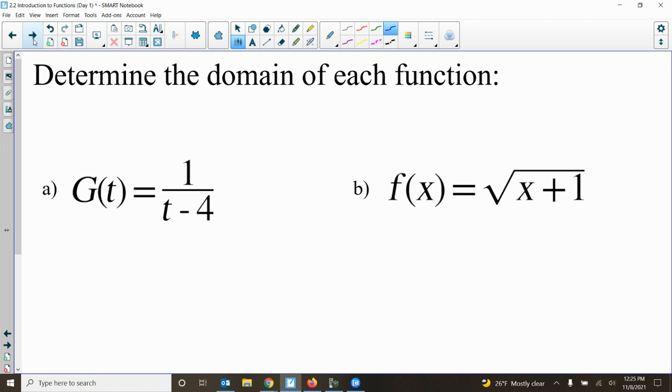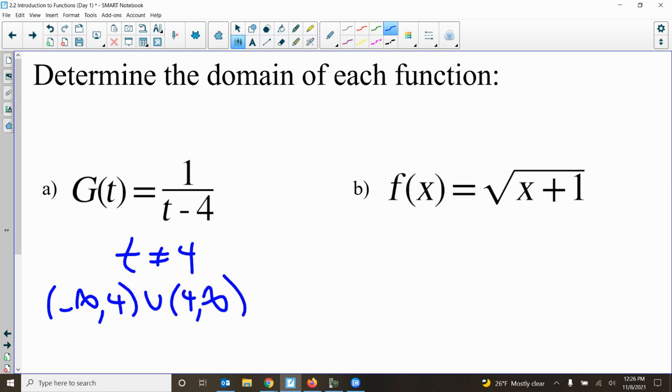Well, what value of t gives us a problem in question A? What can t not be? T can't be 4. You agree with that? T cannot be 4. Because now you make the denominator 0, and life is bad. So here, if we said what's the domain, t can't be 4. If you wanted to write it in interval notation, you'd say negative infinity to 4, union 4 to infinity. It's a really, really fancy way of saying not 4.